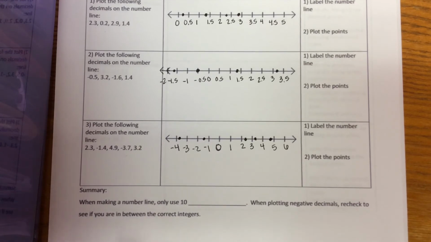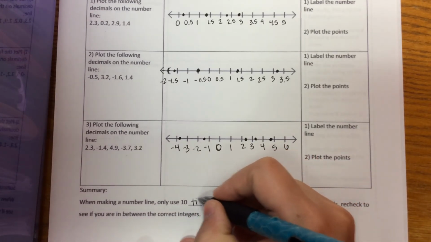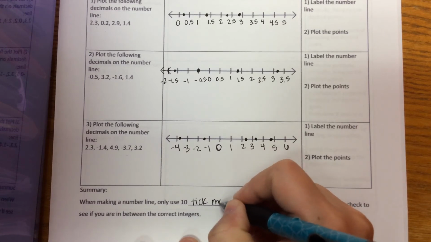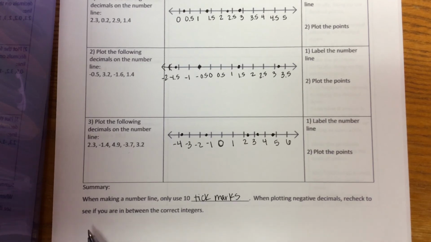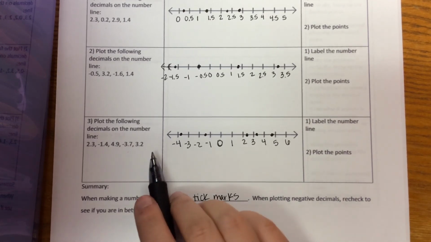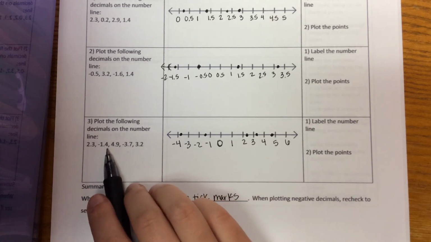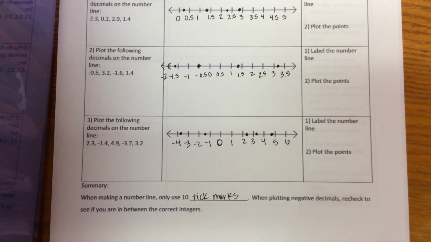Okay, when making a number line, only use 10 tick marks. When plotting negative decimals, recheck to see if you are between the correct integers. So like when we did negative 1.4, we wanted to make sure it's in between negative 1 and negative 2. Okay, and that's it.